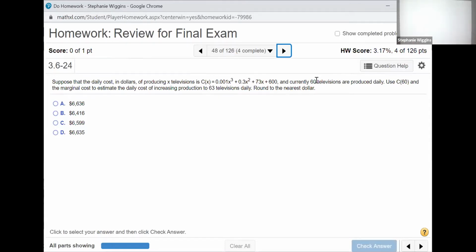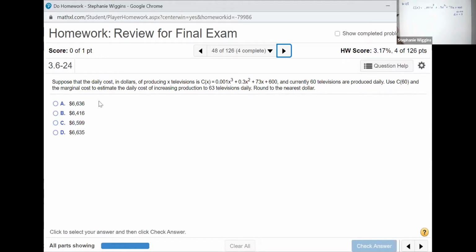Okay, so I know for a fact there's something like this on the test where you have to use the linearization. So I'll do another problem. We have our function. This is, by the way, number 48. We have our function c of x equal to 0.001x cubed plus 0.3x squared plus 73x plus 600. All right, and a equals 60. And the change in x is going to be 3 because we're going from 60 to 63.